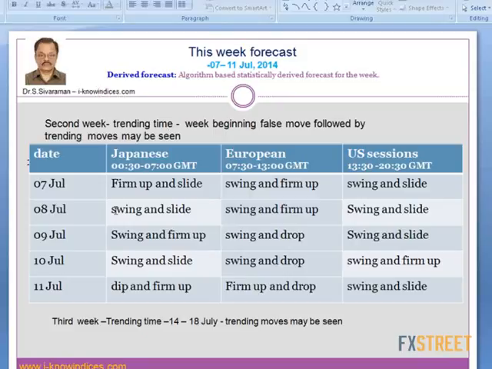So first of all, we try to find out the forecast, what it says. So today is 8th July.